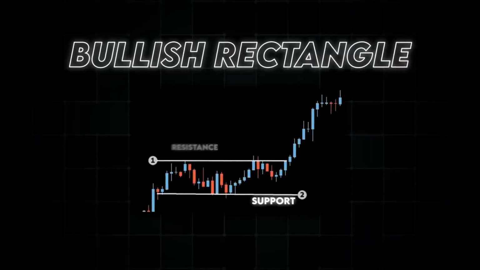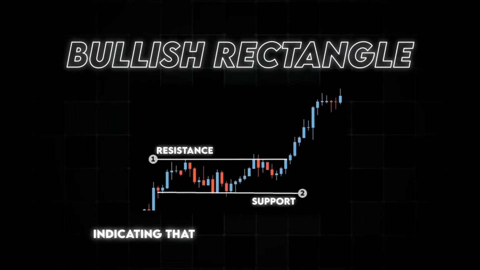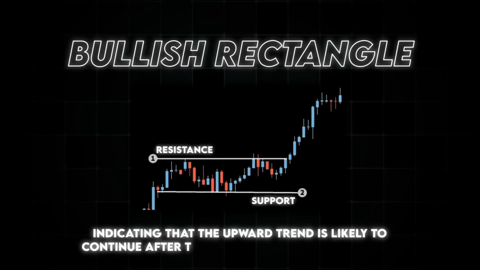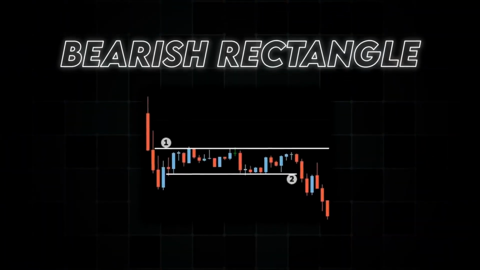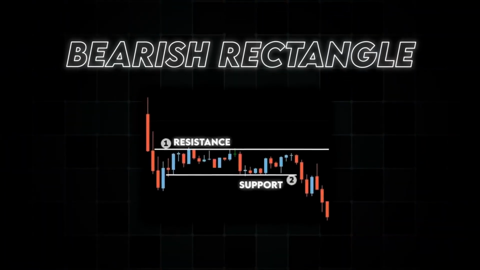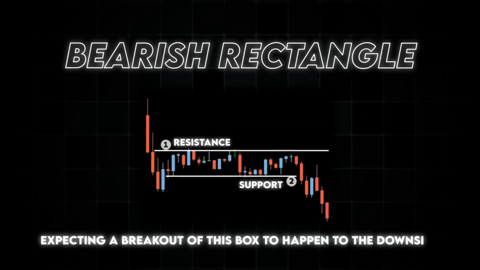So after the support and resistance is identified as a bullish trend, indicating that the upwards trend is likely to continue after the period of the consolidation. It's pretty much a break and retest strategy to continue to the upside. And then we have a bearish rectangle, which is actually the same exact thing as the bullish one. We're just expecting a breakout of this box to actually happen to the downside.